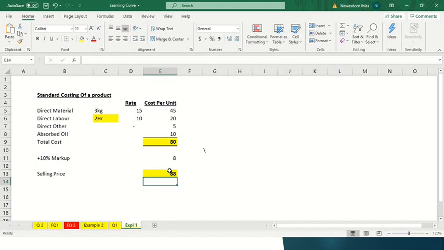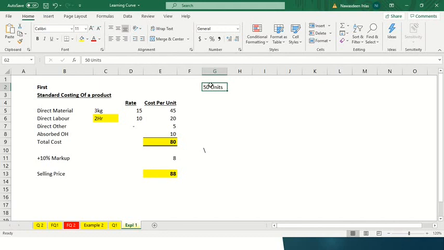So this is for the first unit. For the first one, the cost was 80 rupees, profit 8, price 88. So when that particular employee is producing this product again and again, let's say now he is producing 50 units.